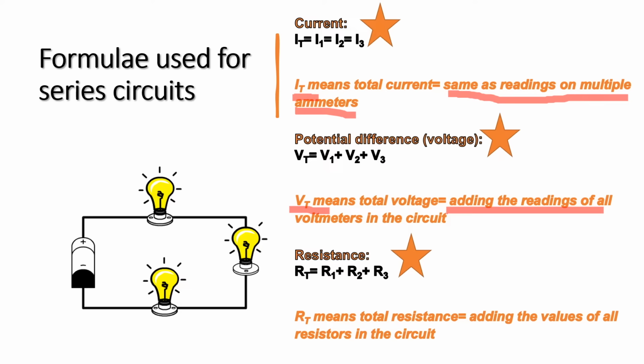With regards to resistance, our formula for resistance is RT = R1 + R2 + R3. Again, RT is the total resistance, and we get it by adding the values of all the resistors in the circuit.